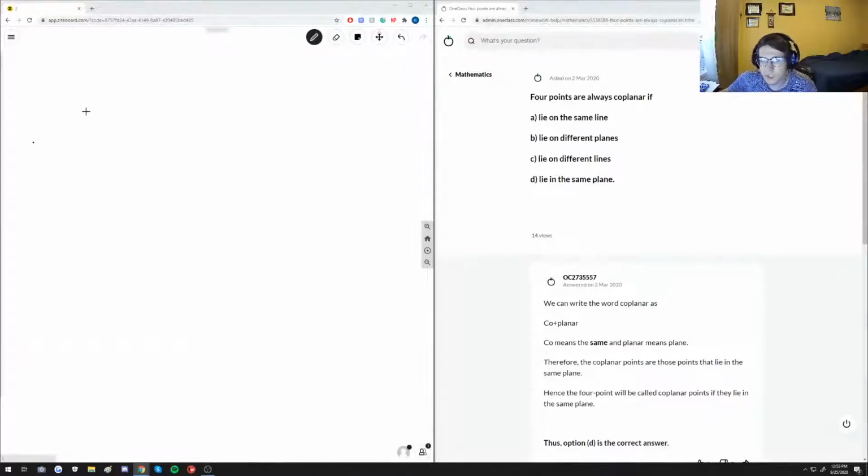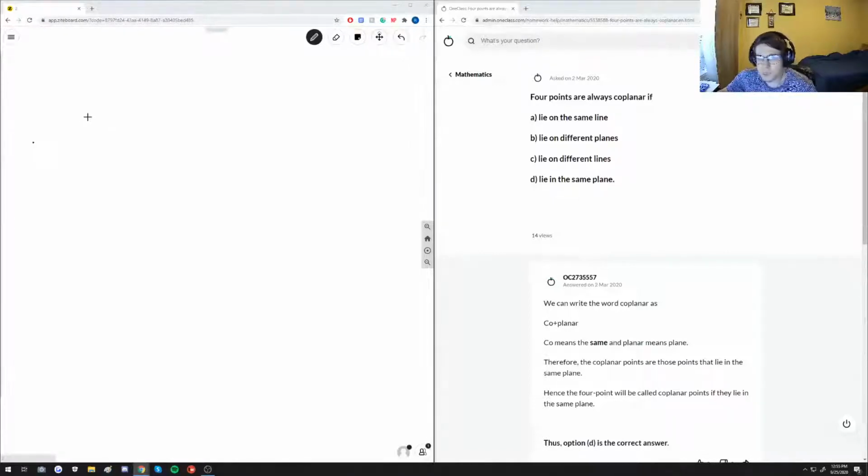So the first question we'll be going over says: 4 points are always coplanar if A, they lie on the same plane, B, they lie on different planes, C, they lie on different lines, or D, they lie in the same plane. So the first way to tackle this problem would be, so there's two ways.